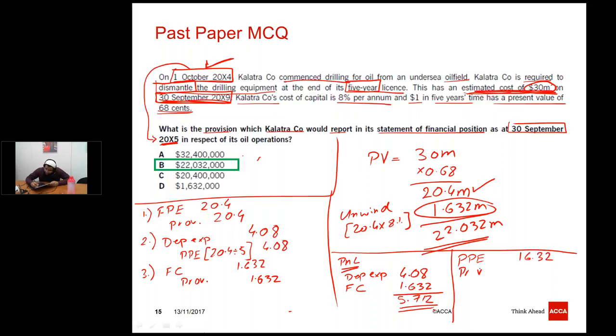And similarly, the question can ask you the value of the provision in the balance sheet, which was 22.032. So actually the question has asked the amount of the provision, but the question could have asked the value of the property, plant, equipment of 16.32. The question could have asked the depreciation expense of 4.08. The question could have asked the total expense to be recorded in P&L, which was 5.712. So the question can write down any of the requirements. You should be aware of solving all types of values.